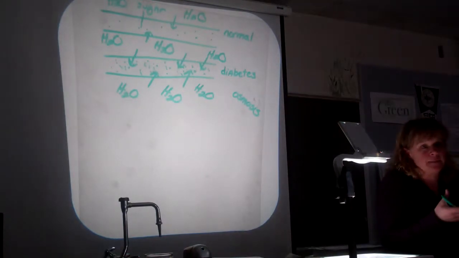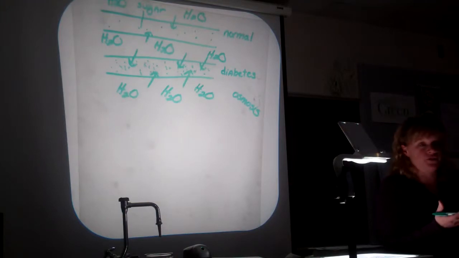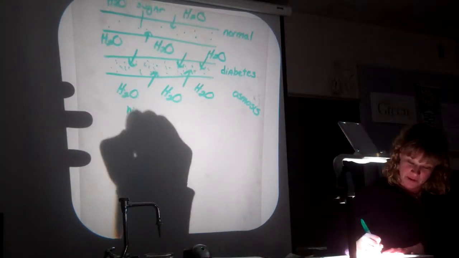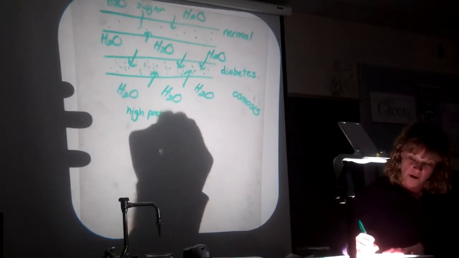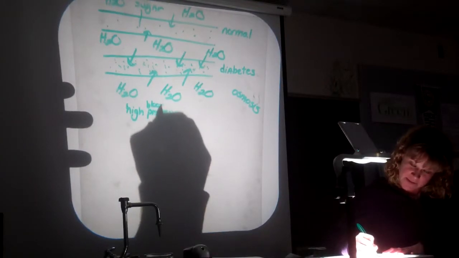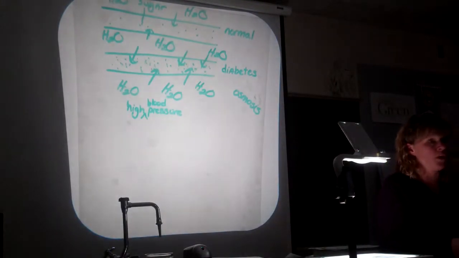Typically, people with diabetes also have high blood pressure. It kind of goes hand in hand. So high blood pressure is usually one of the results. High blood pressure is usually one of the things that happens in people with diabetes.